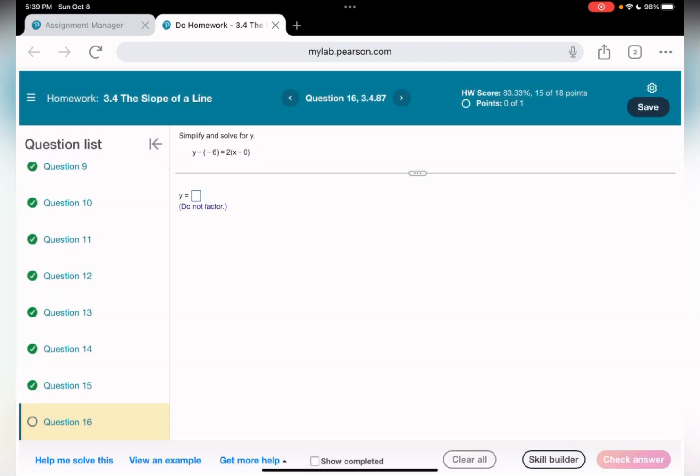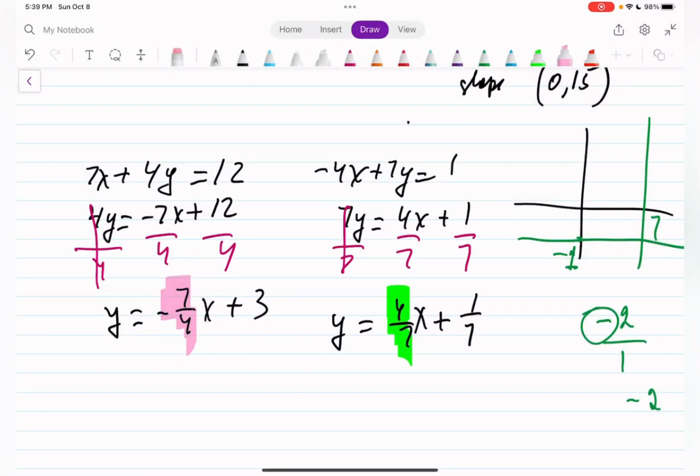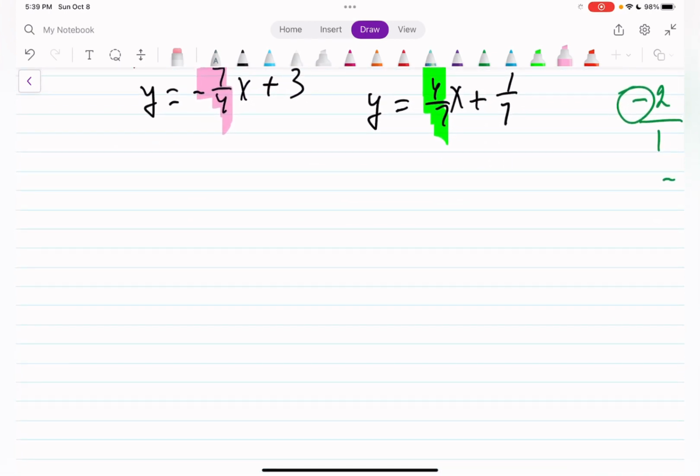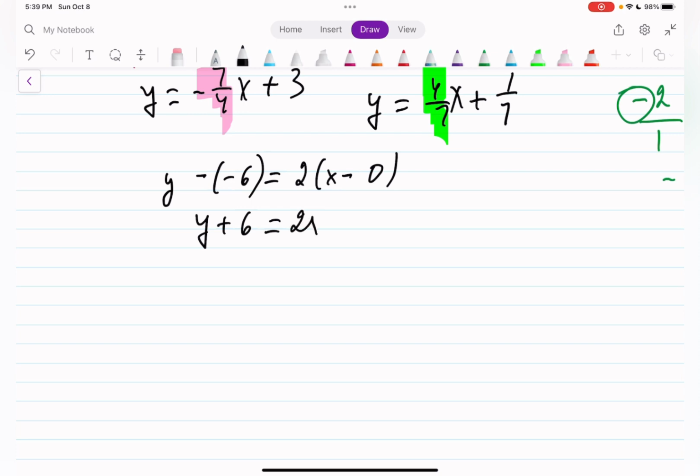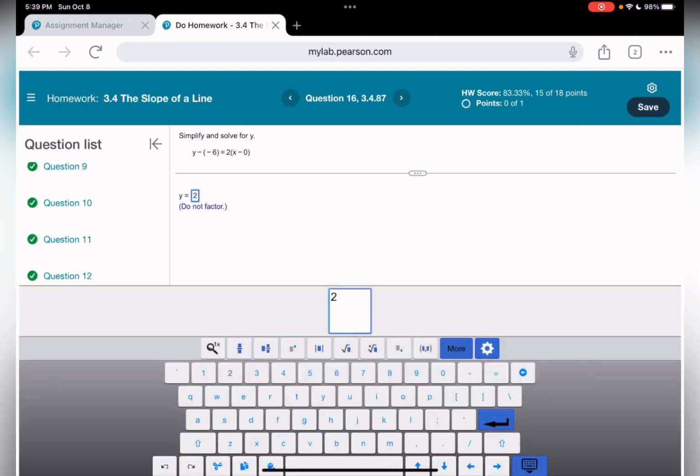What do we have here? Simplify and solve for y. All right? Let me simplify and solve for y. I'm taking a picture so I can write it down without missing any sign. So we have y minus negative 6 equal twice x minus 0. Okay, we are getting y plus 6 equal 2x. 2 times 0 is 0, right? So from here, y is equal 2x minus 6. And that is the answer, right? 2x minus 6.